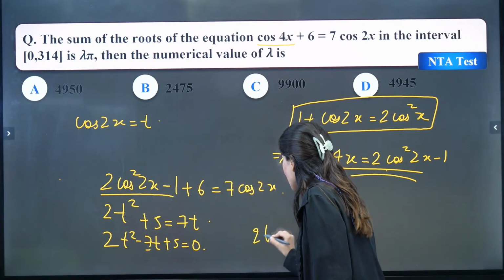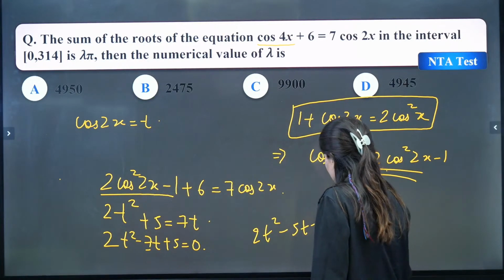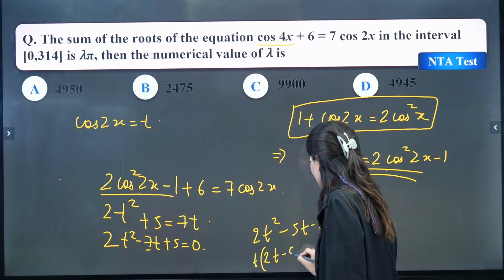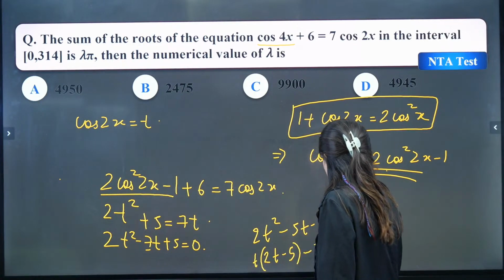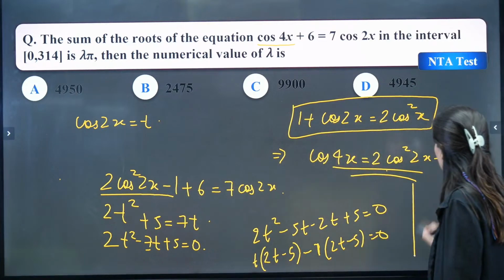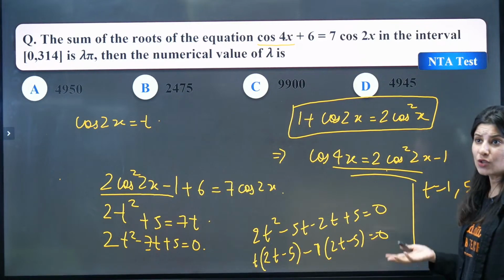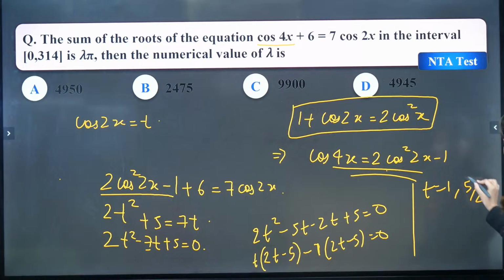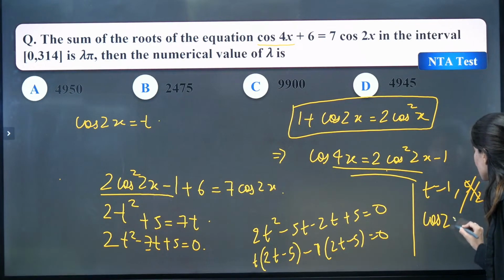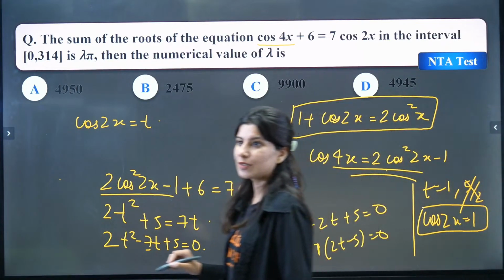So 2t square minus 5t minus 2t plus 5 is equal to 0. So t is over here: 2t minus 5 into t minus 1, and 2t minus 5 is equal to 0. t is equal to 1 and t is equal to 5 by 2. Can you see, cos 2x cannot be equal to 5 by 2? That means cos 2x should be equal to 1.